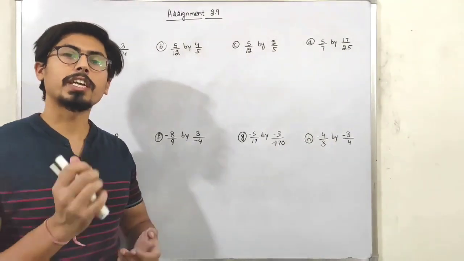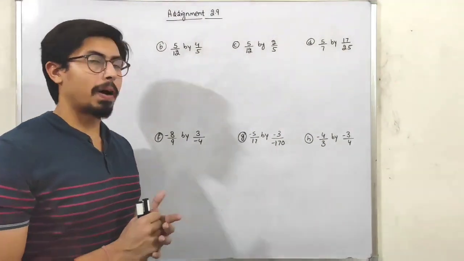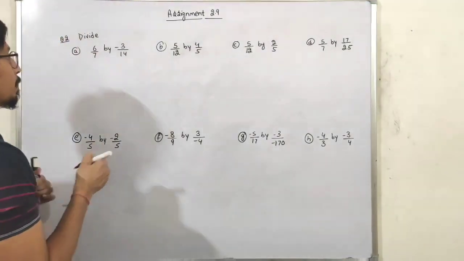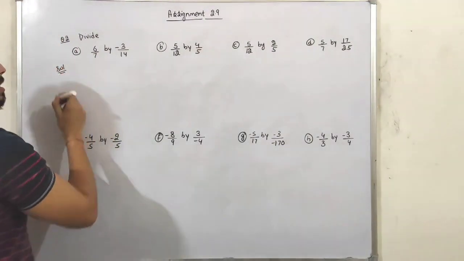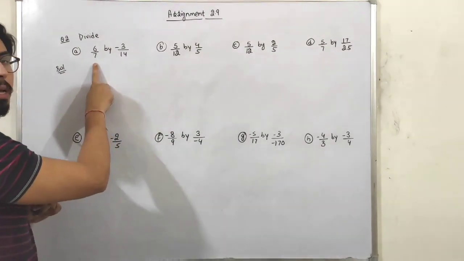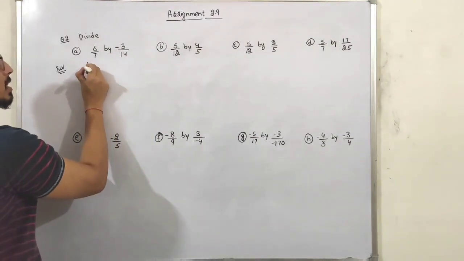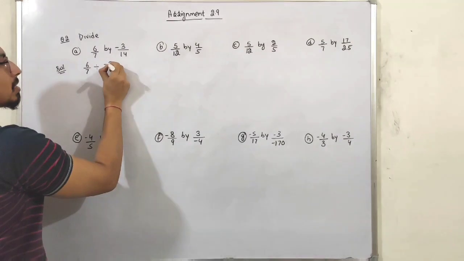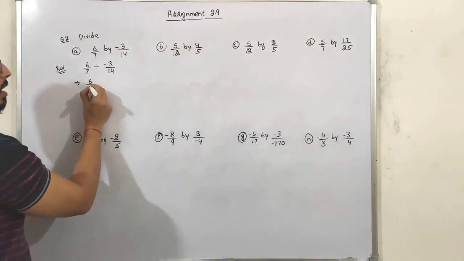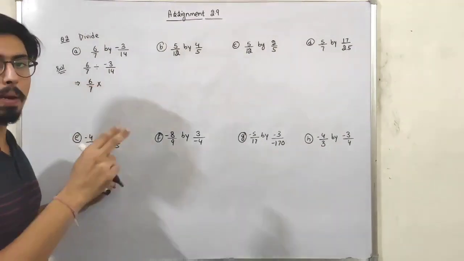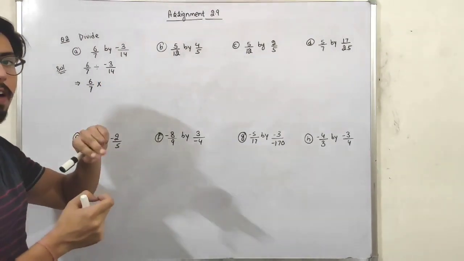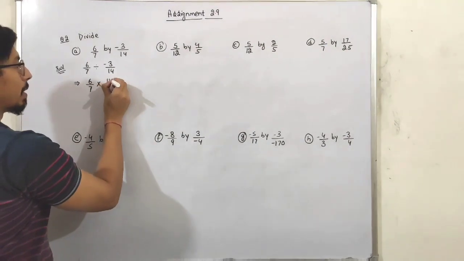Now, dear students, our second question has 8 parts, in which we have to just divide two rational numbers. So the first part is 6/7 divided by minus 3/14. That means 6/7 as it is. We replace this division sign with a multiplication sign, so that the number after it gets reciprocated. So it will be 14 by minus 3.